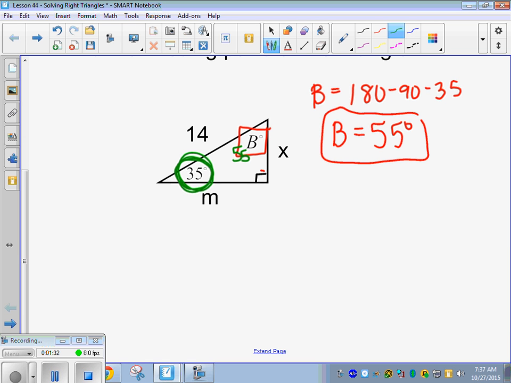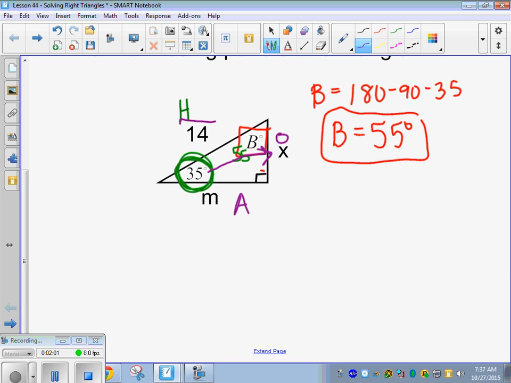So the first thing we need to do is we need to be able to label each side of the triangle. So this 14 is what, you guys? This is the H, the hypotenuse, all right? And then this 35 degrees, if we're talking about that angle, then X is what to the angle? Opposite. And so M is next to the angle, adjacent. So I have the hypotenuse, the opposite, and the adjacent. So now we can set up a trig function.